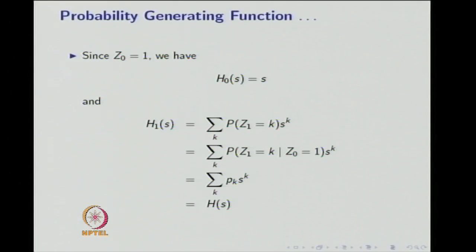Since z0 is equal to 1, you will get h0 of s is same as s. Now our interest is to find out the probability generating function for z1. That is same as the probability generating function of yi's. The probability generating function of yi's is h of s, therefore h1 of s is same as h of s.